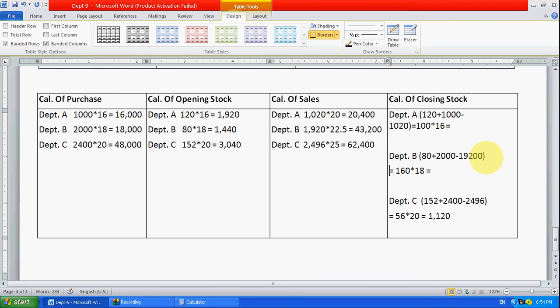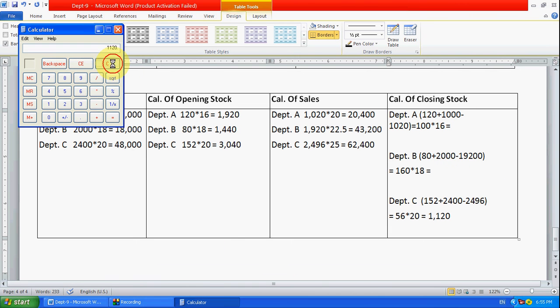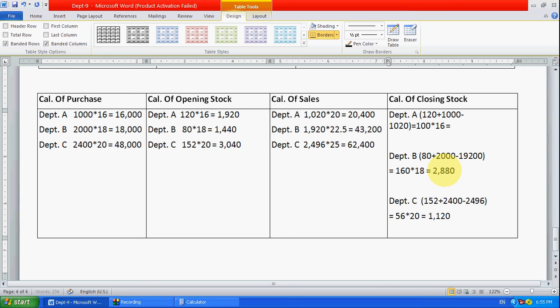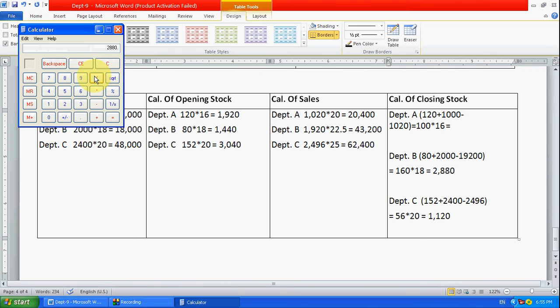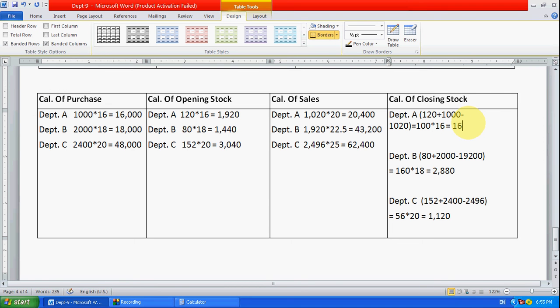Okay, you can write this. Here is a 1 we have missed, 10. All right, now let's calculate this one. Let's do it fast. 160 into 18, how much? 2880, right here 2880. Now here, 100 into 16 means 1600. So we have got all the information. So transfer this amount.